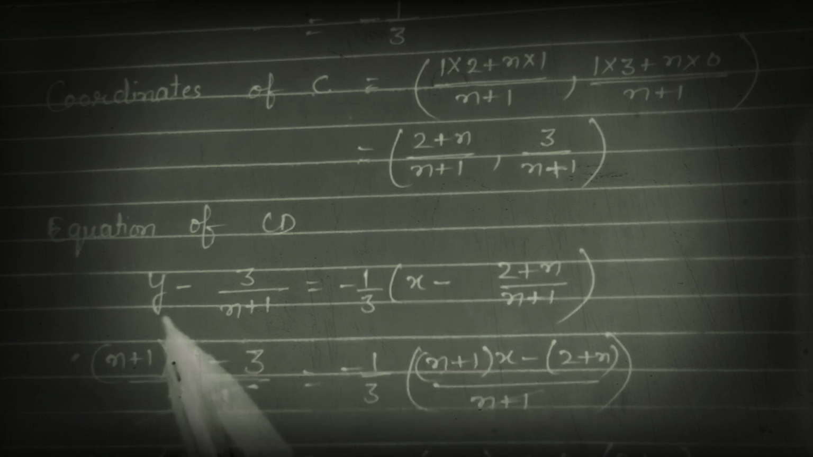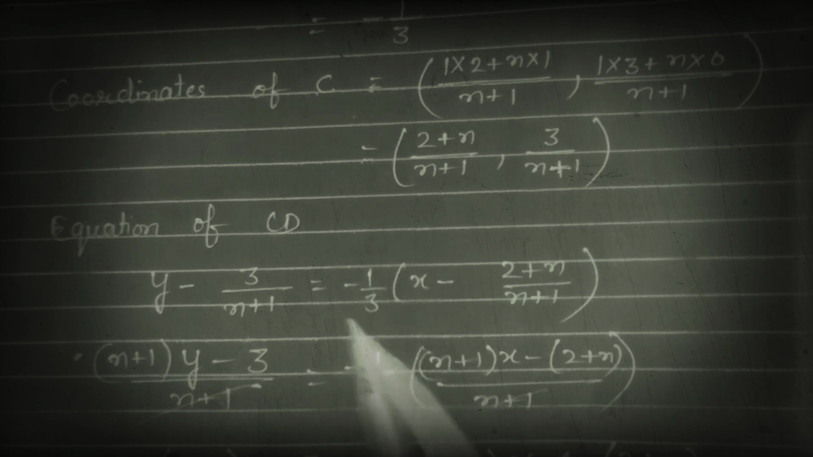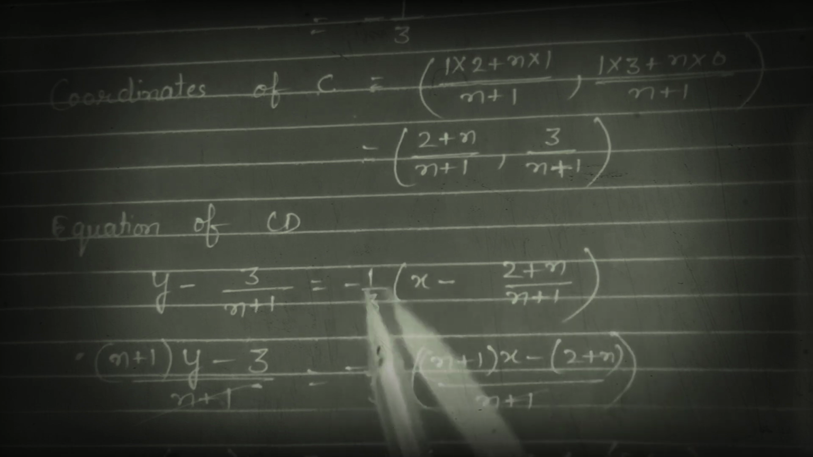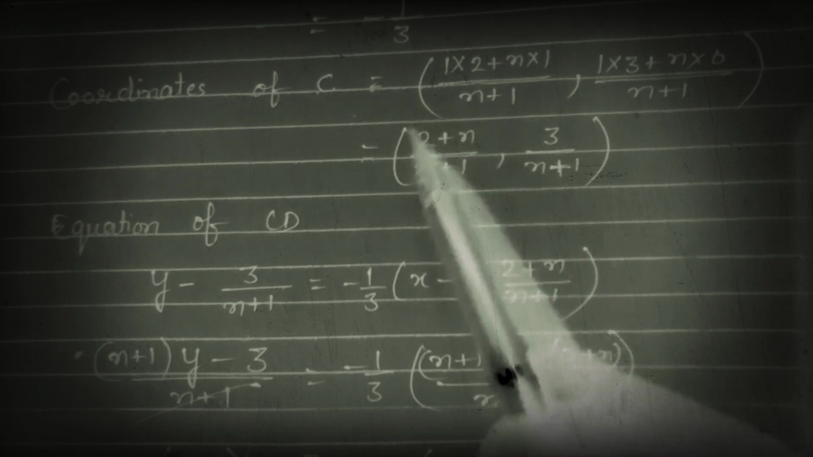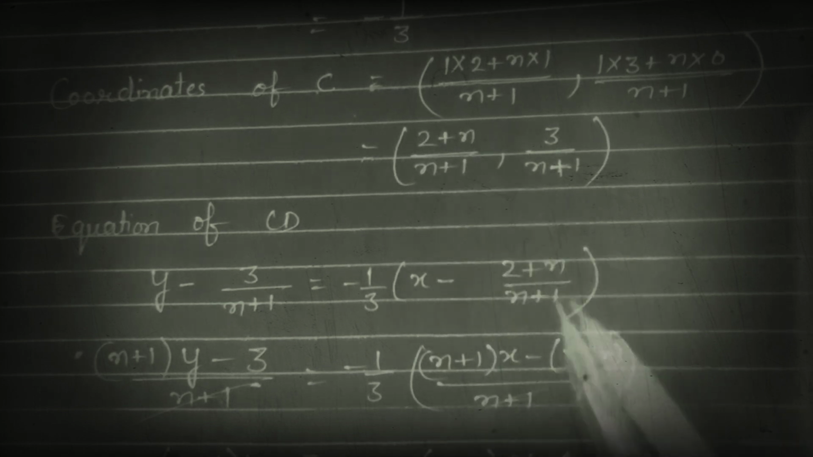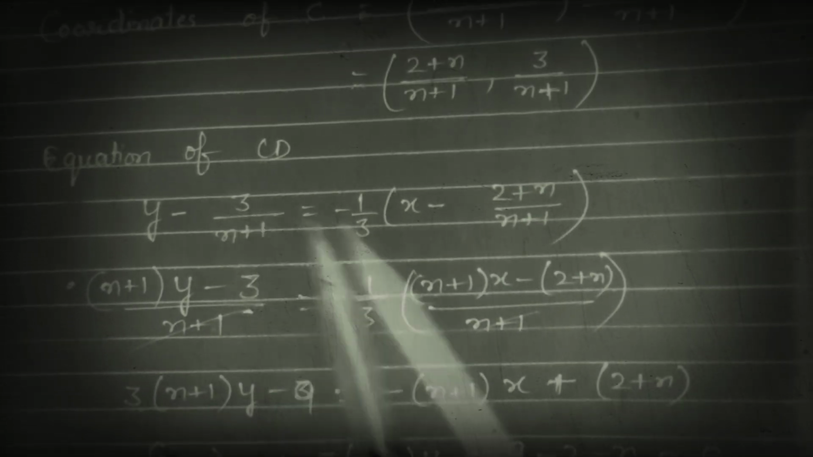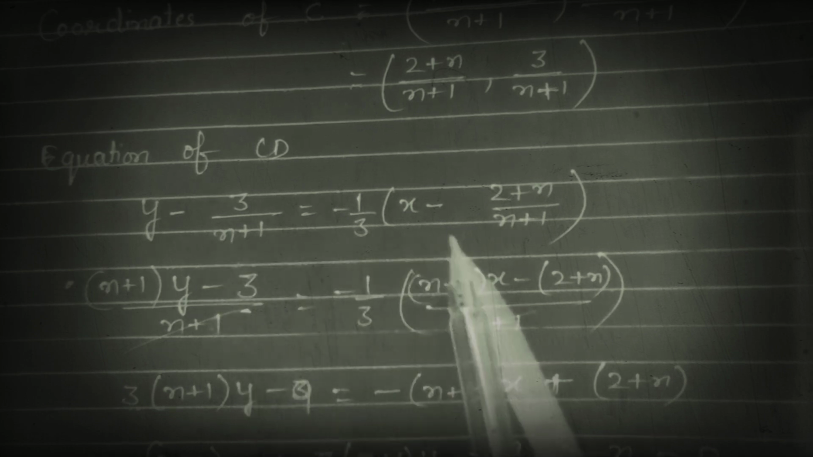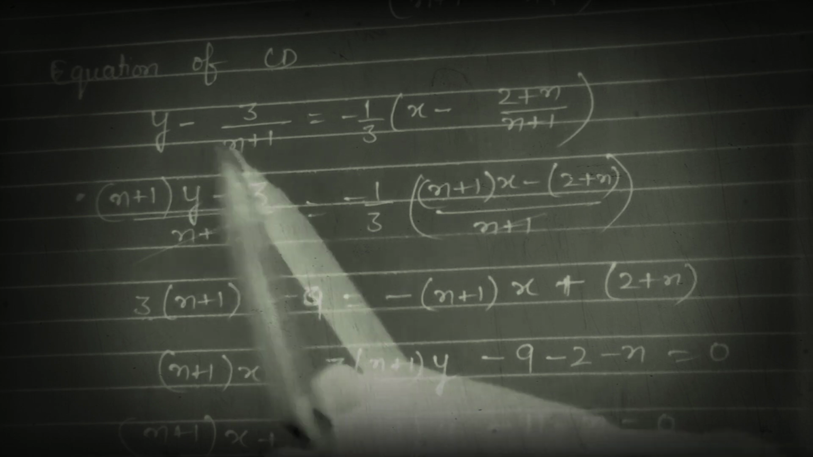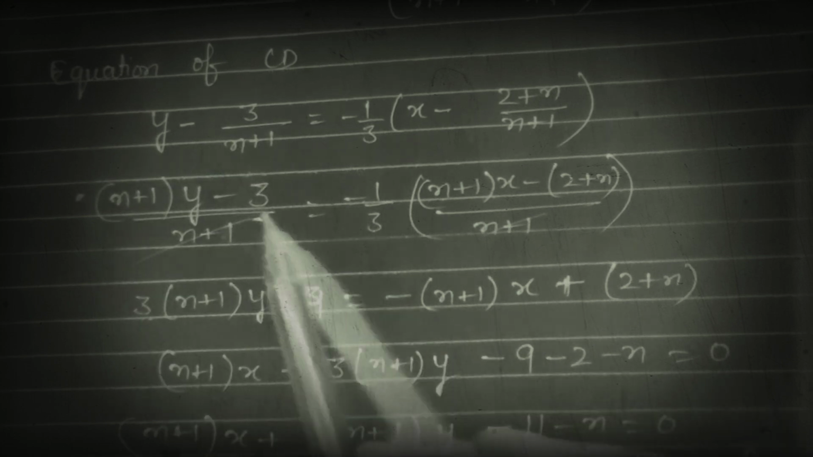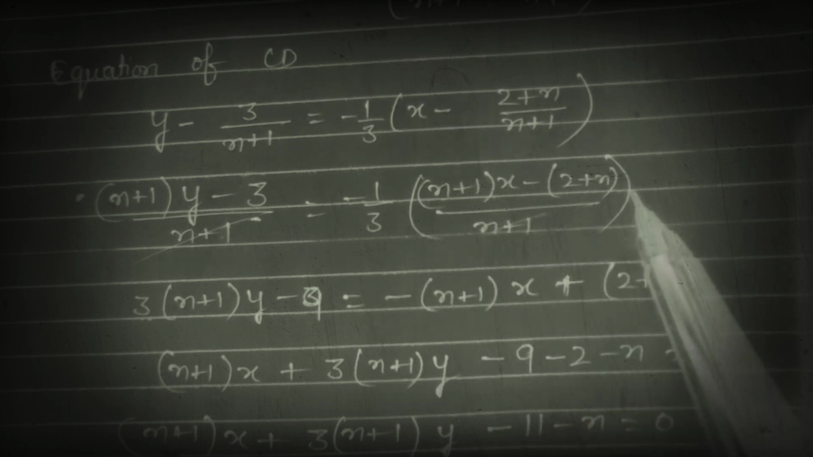Then the equation of line will be y minus y1, that is 3 upon n plus 1, is equal to m into x minus x1, where m is minus 1 by 3 into x minus x1. The x1 point is 2 plus n upon n plus 1. So cross multiply these. Firstly we will take the LCM, and after that we will do cross multiplication. N plus 1 is the LCM. N plus 1 into y minus 3, and here the LCM is n plus 1, N plus 1 into x minus 2 plus n.